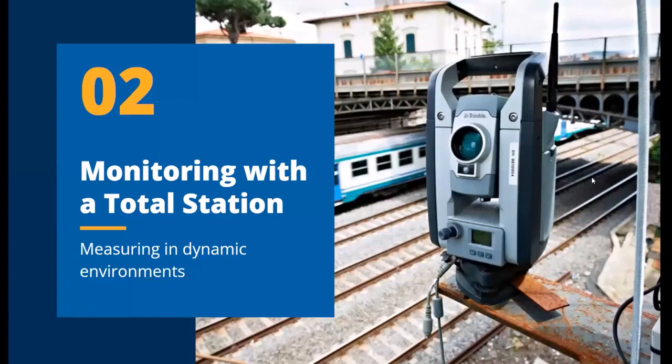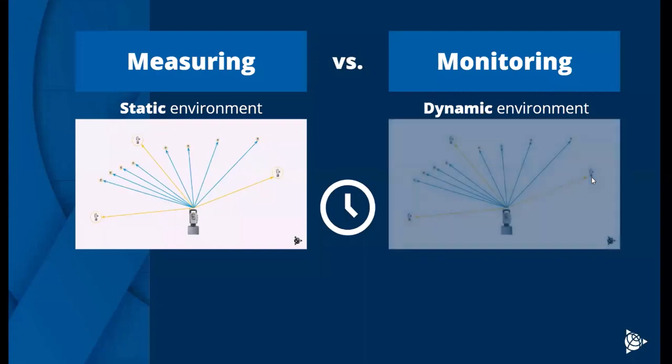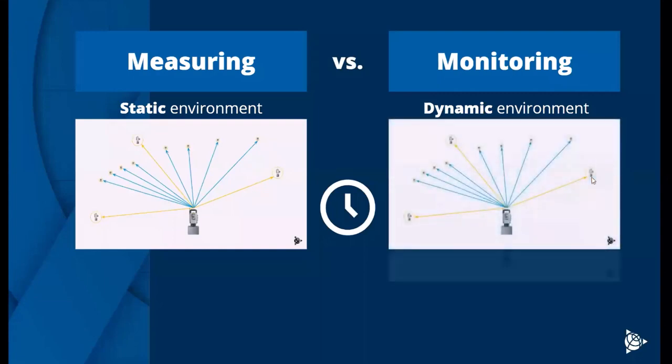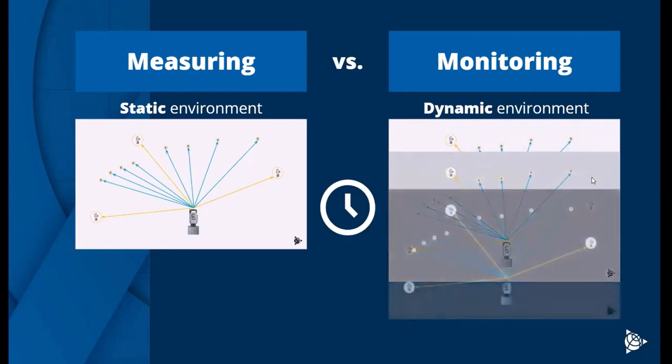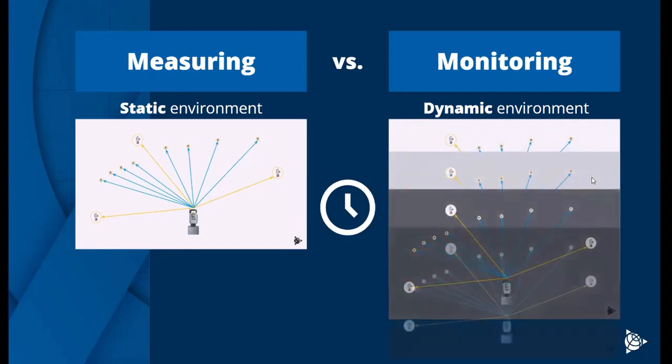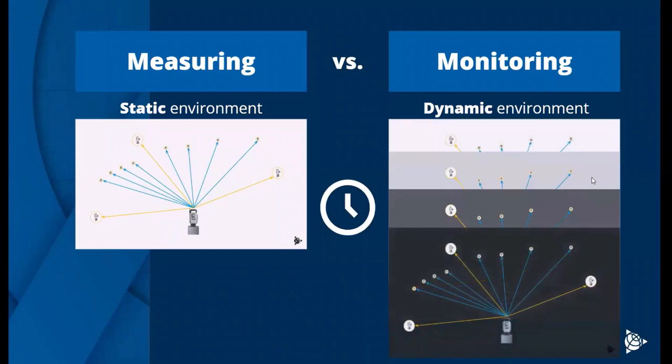Now getting into kind of what monitoring looks like with the total station. The setup that we just saw is really measuring in a static environment because we're taking a single snapshot in time. So it's a single set of atmospheric conditions, usually one set of backsites, one set of monitoring prisms, and it's just one moment in time.